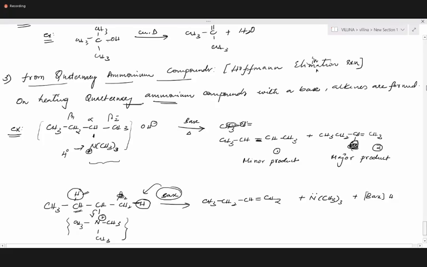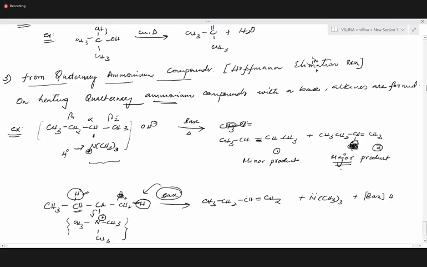Because of that reason, the base will remove whatever beta hydrogen is available to it, and ends up in the least substituted alkene as our major product. So we will have but-1-ene as our major product. This is the least substituted alkene, right? And the least substituted alkene is the Hofmann product, and that's the reason why this reaction is called the Hofmann elimination reaction. Please note there is no alkyl group here, it's just but-1-ene and but-2-ene.